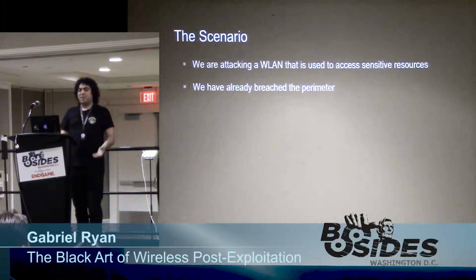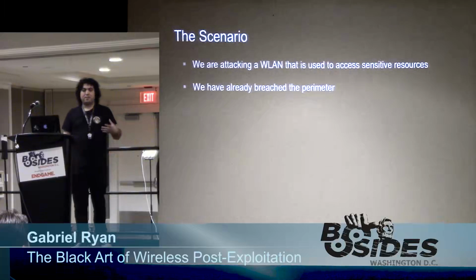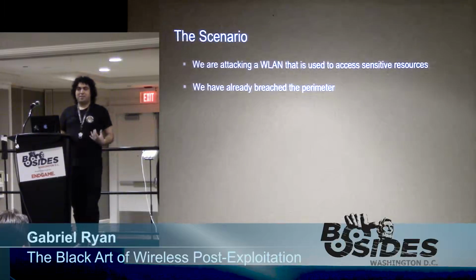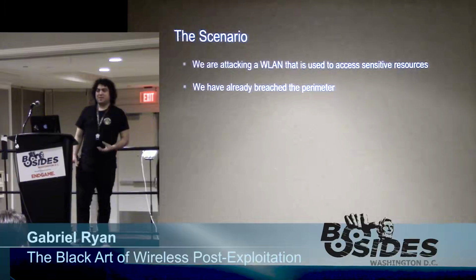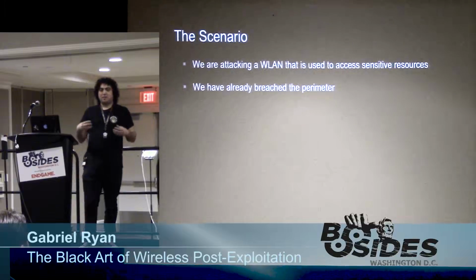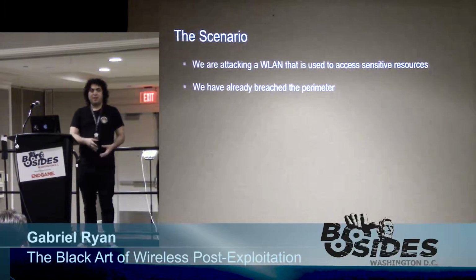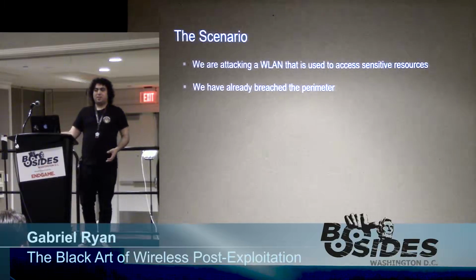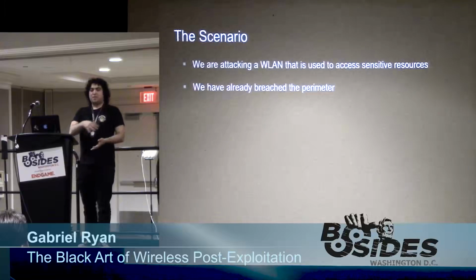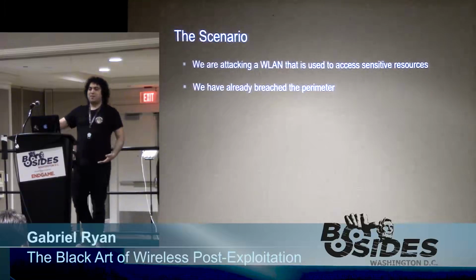So I want you to imagine a pretty typical scenario if you're incorporating wireless into your red team engagement or your pen test. You're attacking the wireless network, and this particular wireless network is used to access sensitive resources. In other words, a legitimate user could get on this wireless network, and from there access stuff like production databases and the domain controller. It's not just used as a straight pipe out to the internet.